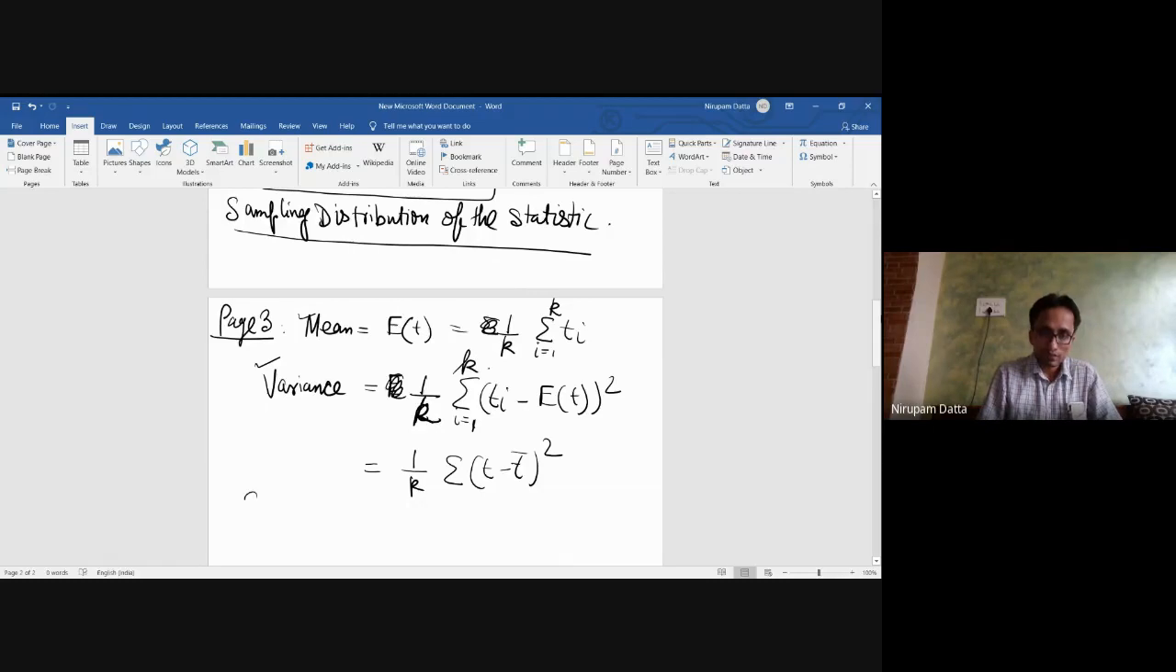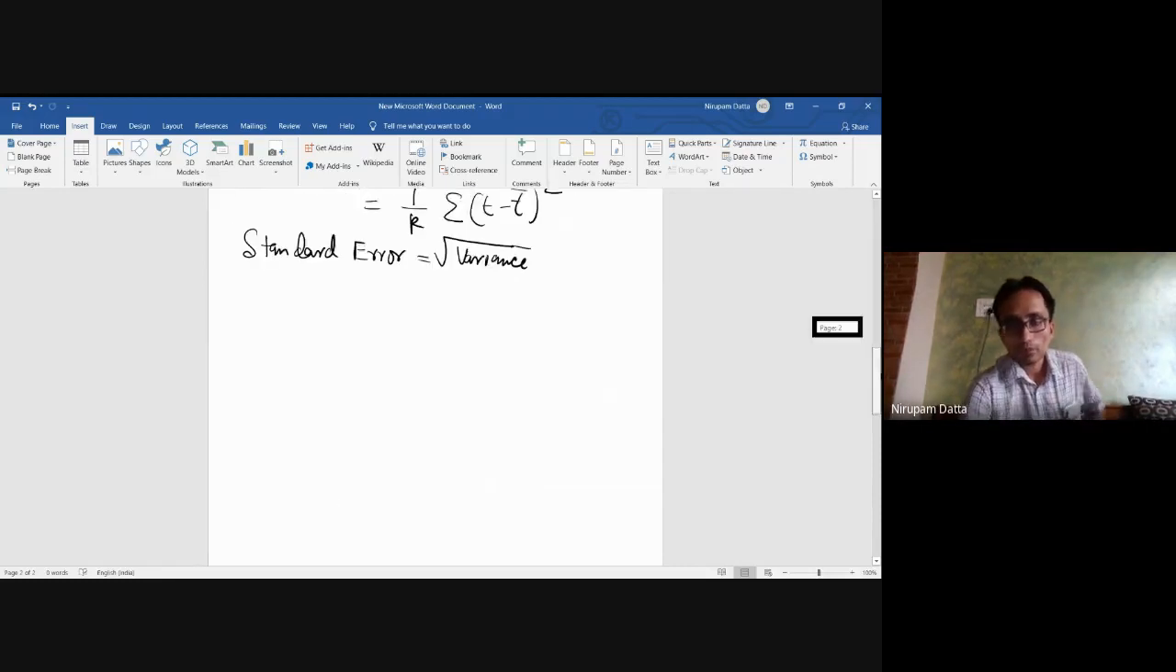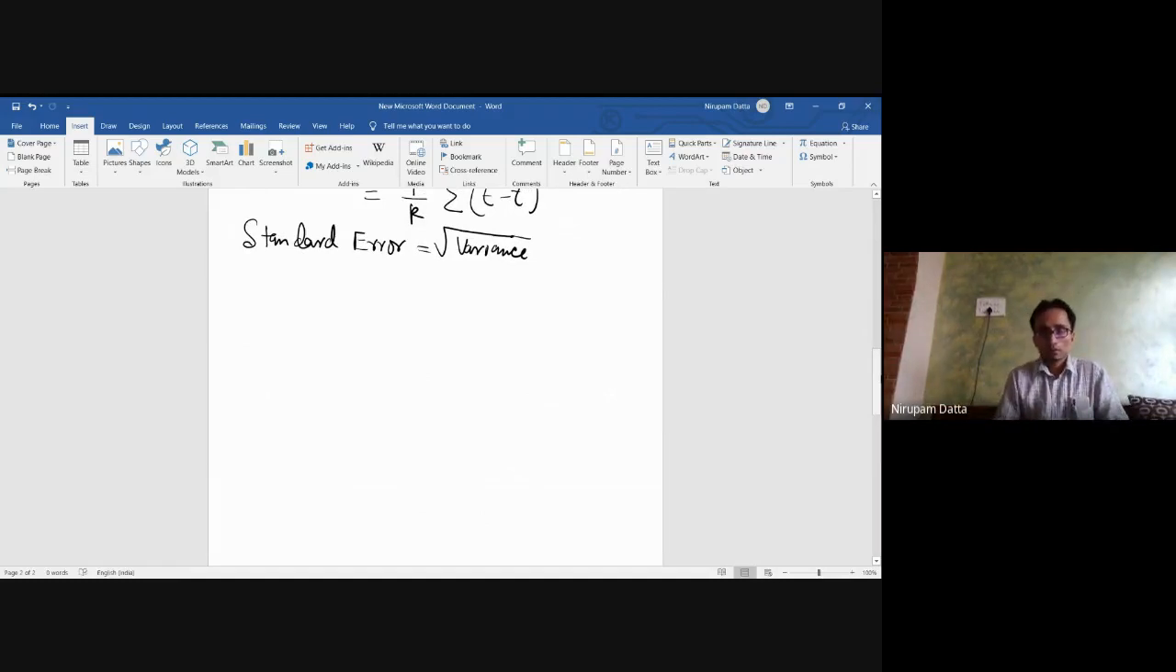Now what is the standard error of this sampling distribution? Standard error will be nothing but the square root of the variance, which is again what? Which is again square root of 1 by k summation (t minus t bar) whole square. Okay.